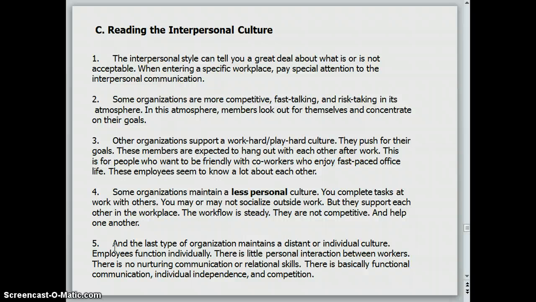The last type of organization maintains a distant or individual culture. Employees function individually. There's little personal interaction between workers. There's no nurturing communication or relational skills. This one seems like the worst one to me, but if you like working on your own, then go for it.